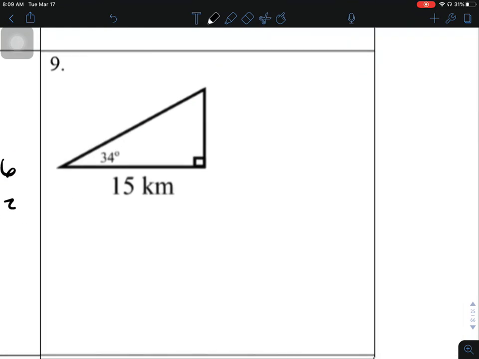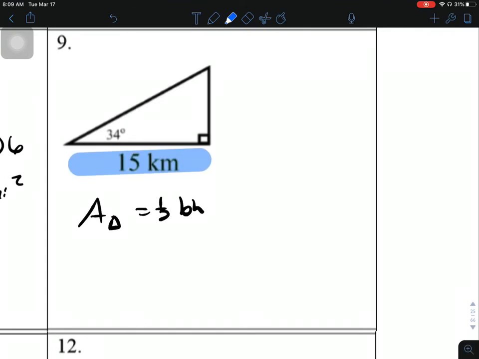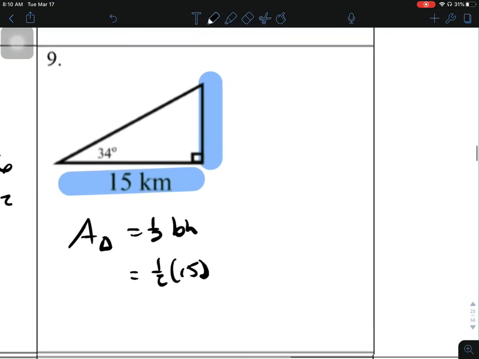Number 9, this is interesting, I think it is. To find the area of the triangle, it's half the base times the height. Well, if this is the base of 15, then the height has to be the side that's perpendicular to it, and we don't know what that is. Fortunately for us, we have trigonometry.